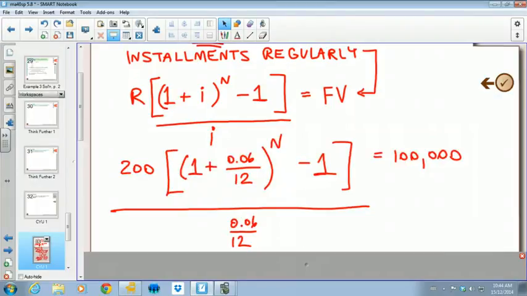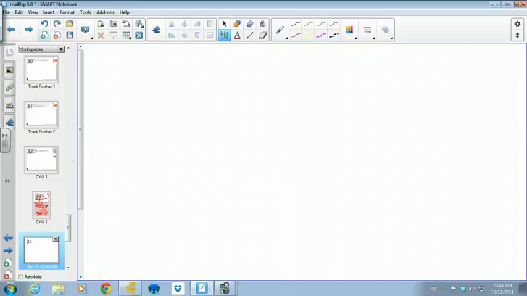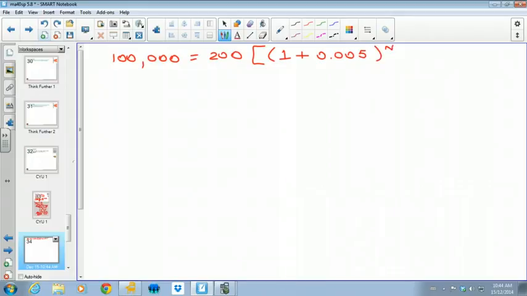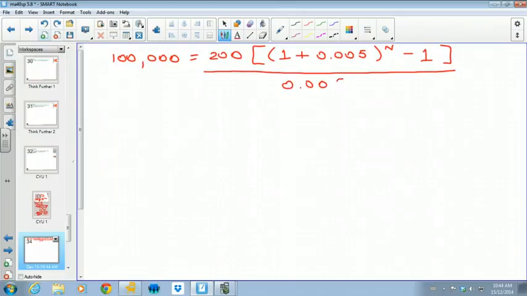Who's got something? Shayon, what would you do? Give me an algebraic step. Yeah, we can multiply both sides by 0.005. Right? That would make sense. Okay, so I'll do that here. I'll just write this out for Dylan. 100,000 equals 200, bracket 1 plus 0.005 to the n minus 1 square bracket, 0.005. So essentially cross multiply.